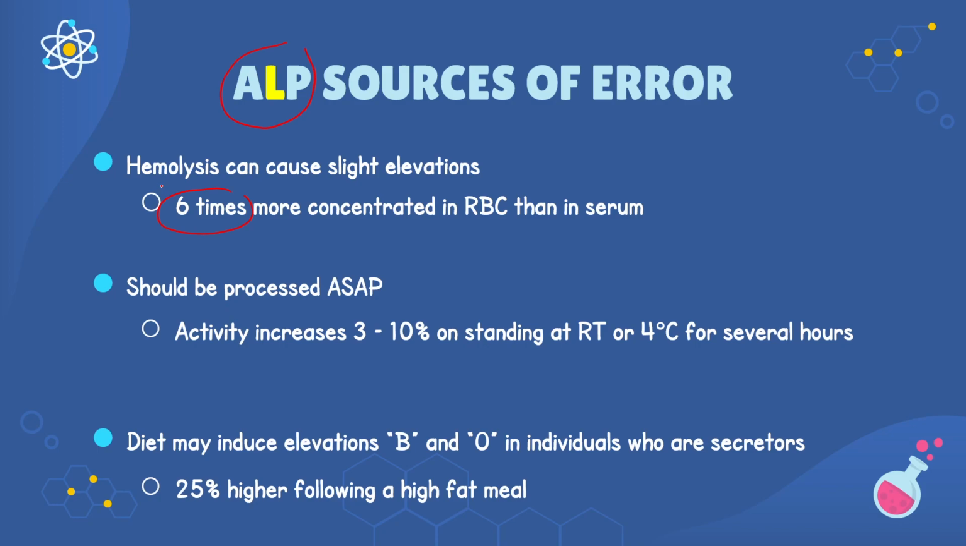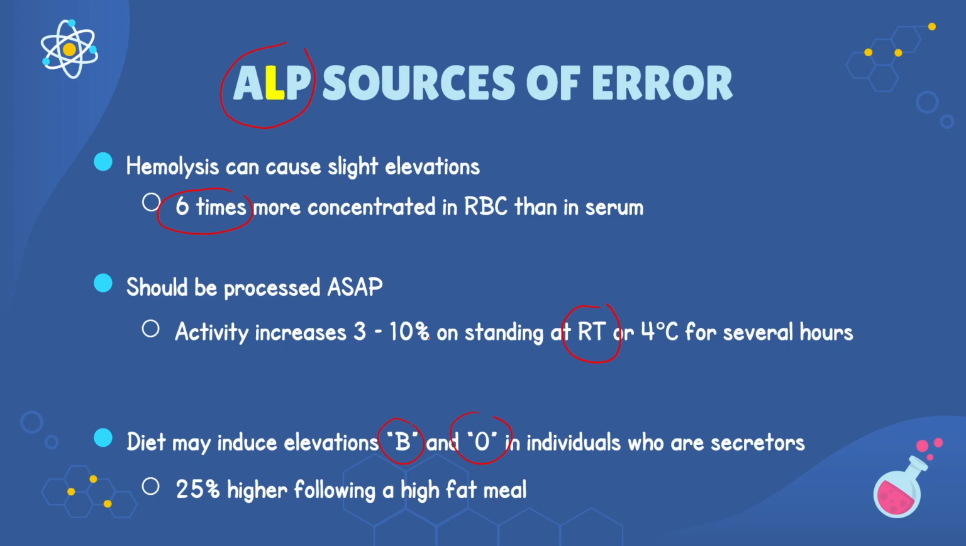ALP should also be processed immediately because activity will increase by around 3 to 10% upon standing at room temperature or 4 degrees Celsius for several hours. So again, the general rule is that samples should be processed right away, and your sample should never be hemolyzed.